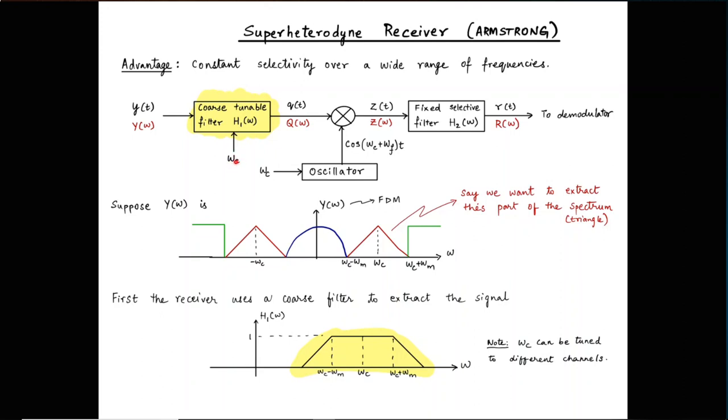We are multiplying this q of t with a cosine, not at omega c, but instead, here is the trick for this, omega c plus omega sub f. Omega sub f is called the intermediate frequency.